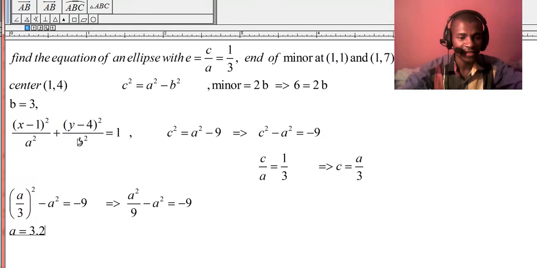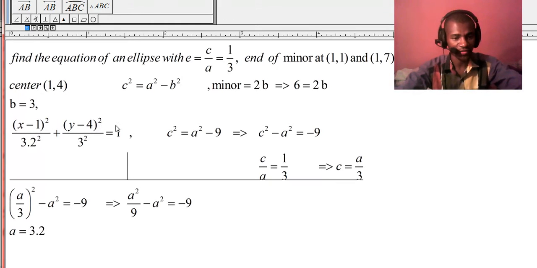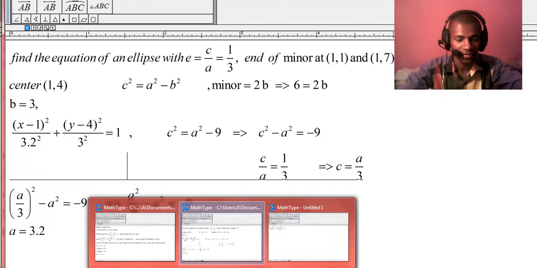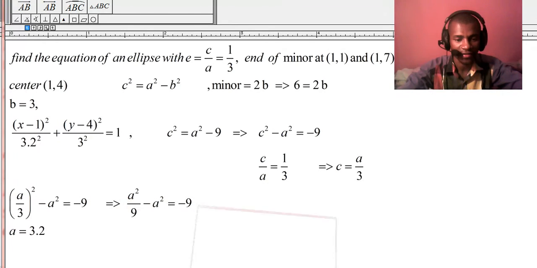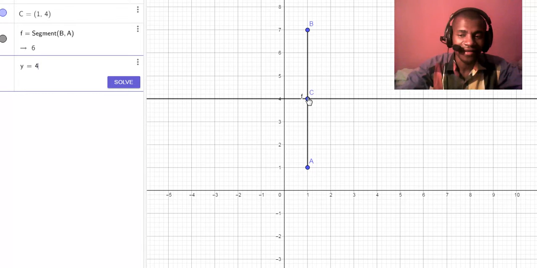But for now, let's just give what we are asked of. So this will be 3 squared, and then this will be 3.2 squared. So that's the equation. We are there. That's what they are trying to challenge us with. Okay, but then I also want to present that one using the graph so that you guys can see what we are trying to say.